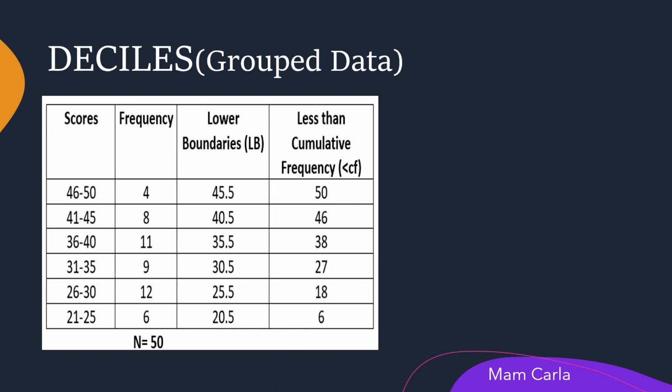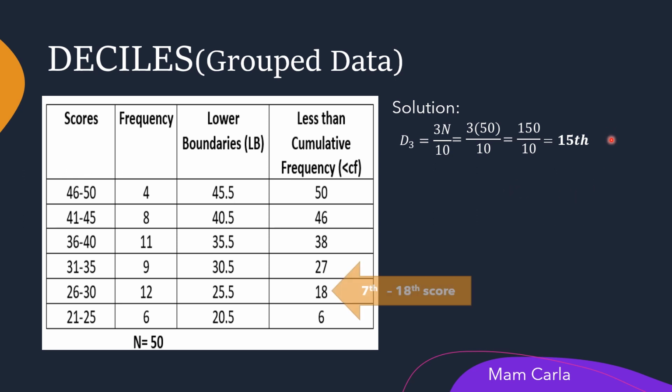Now we are ready to solve for the third decile. So we need to locate first the D sub 3 class interval, and we will be using 3 times N over 10. We substitute the value of N, 50, and it will give us 3 times 50 over 10, or 150 over 10, which is equal to 15. So we're going to locate which interval the 15th value belongs to, and it belongs to the class interval 26 to 30.